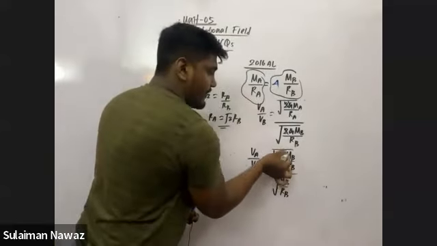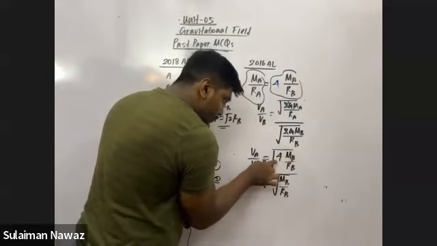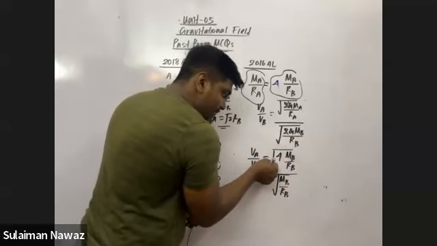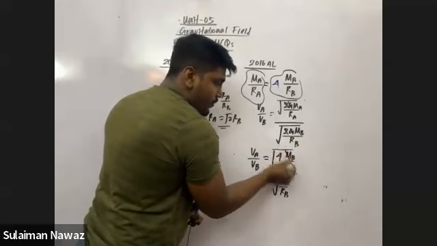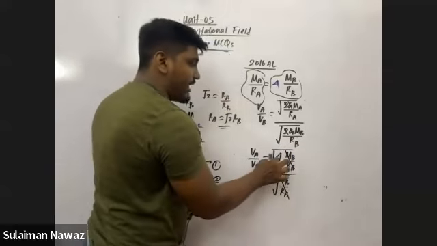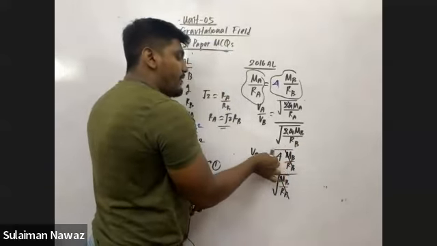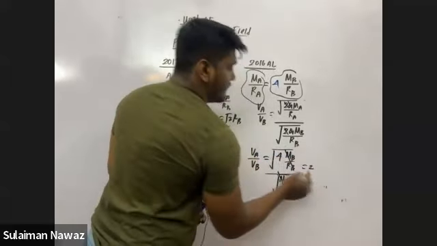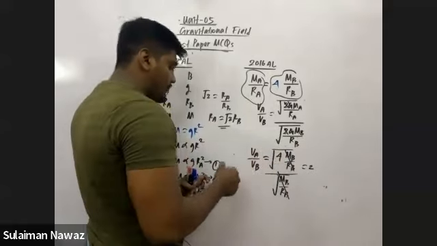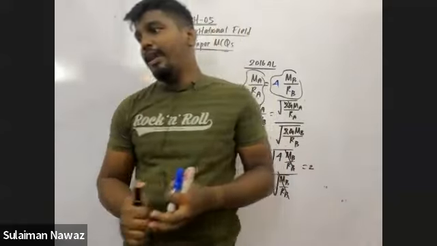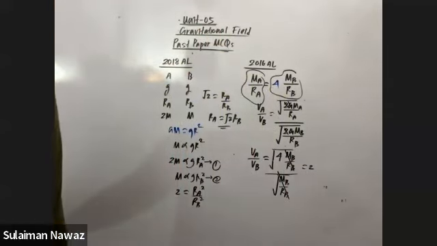Then I can separately give the root to both of them, root 4 times root of MB over RB, over root of MB over RB. Then MB over RB cancels out. You are getting root 4. What is the value of root 4? It's 2. Then the ratio of escape velocity of planet A to planet B, the answer is 2. Understood? Raise your hands if you understand.